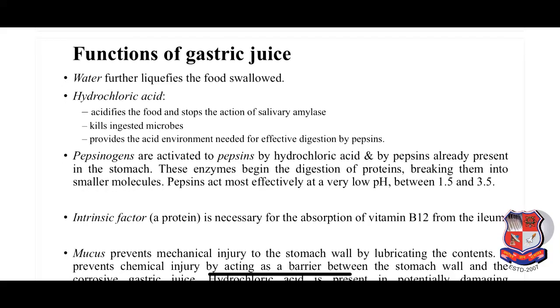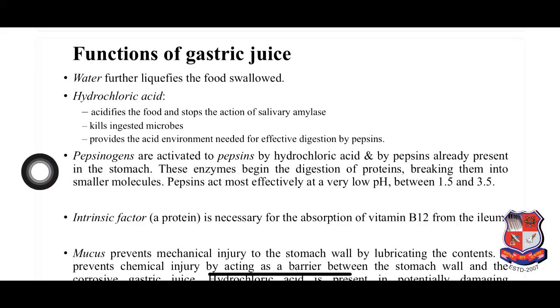Next is the function of gastric juice. Gastric juice contains water which liquefies the food swallowed. It also contains hydrochloric acid which acidifies the food and stops the action of salivary amylase. It also kills the ingested microbes. HCl provides the acid environment needed for the effective digestion by pepsin.